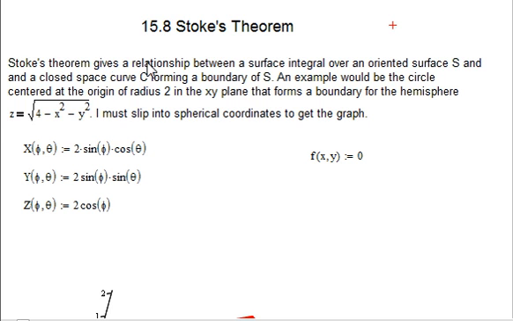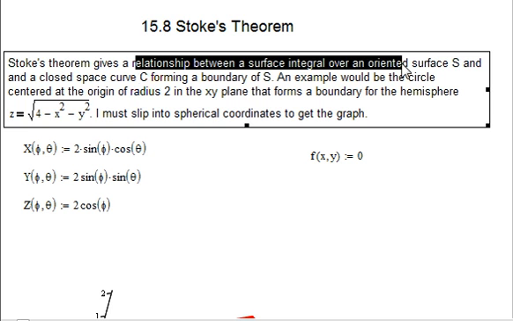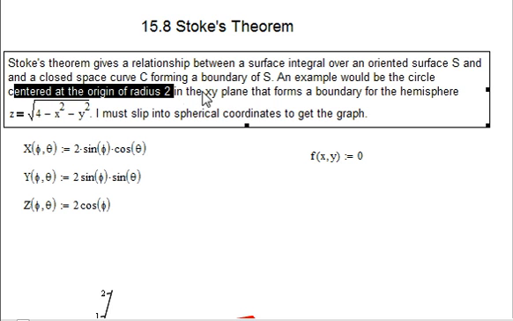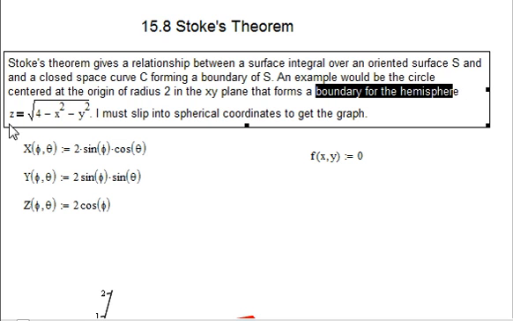Stokes' theorem gives a relationship between a surface integral over an oriented surface S and a line integral over a closed space curve C, forming the boundary of that oriented surface S. An example would be the circle centered at the origin of radius 2 in the xy plane that forms a boundary of the hemisphere z equals square root of 4 minus x squared minus y squared.